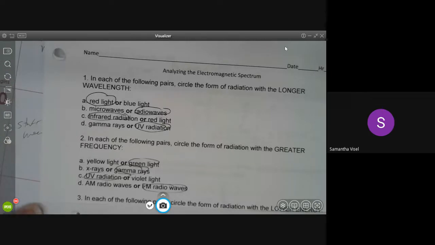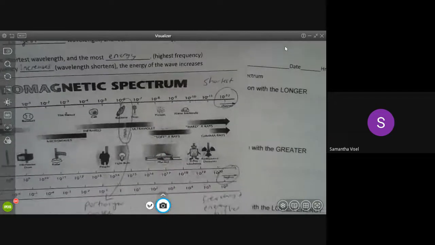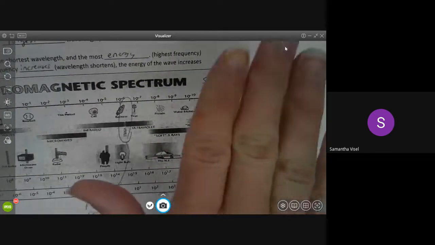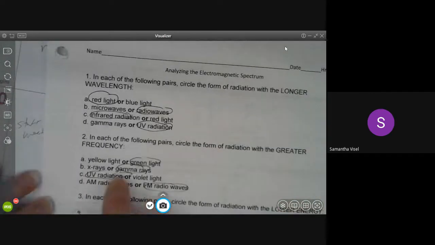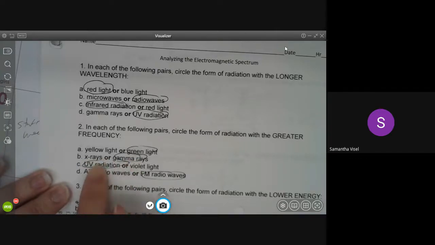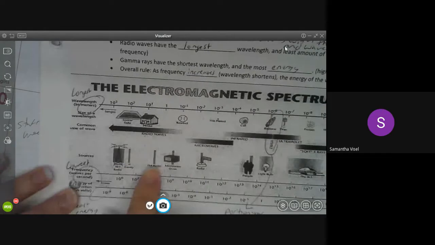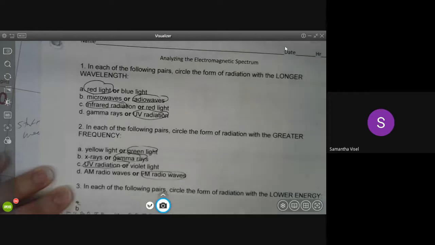Here we're looking for frequency. So greater frequency. Now I'm looking for which wavelengths are more on the right side of the spectrum. If I'm going Roy G. Biv, green is more to the right than yellow. Gamma has higher frequency than X-rays. UV is higher than violet. And then using my pictures at the bottom here, AM, FM radio, FM radio is a little higher than the AM.